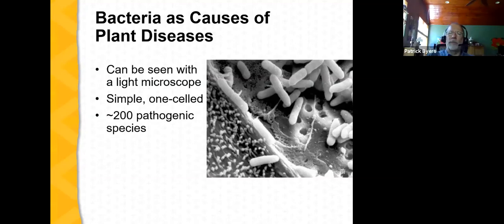Okay, now let's talk about bacteria as causes of plant diseases. And as I mentioned earlier, by far the majority of plant diseases are caused by fungi, but there are a number of bacterial diseases that are of concern. Bacteria are much smaller than fungi. They can't be seen with a light microscope though, and they're typically simple organisms, oftentimes one-celled, and there's about 200 plant pathogenic species worldwide.